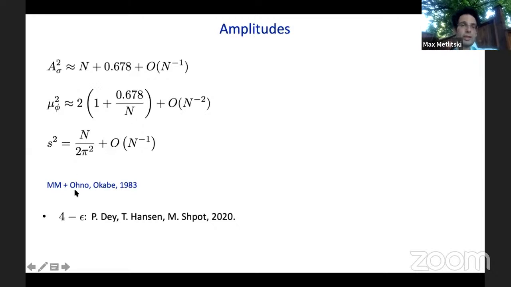One can also try to obtain them in 4 minus epsilon expansion, but at least for a squared sigma, that seems to give very unreliable results. Like you get a squared sigma which is negative if you try to put in epsilon equal to 1. So yeah, I think for moderate values of n, these numbers are still up in the air. We don't quite know.